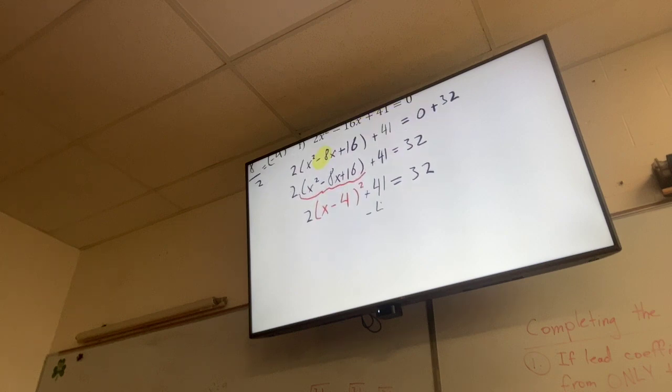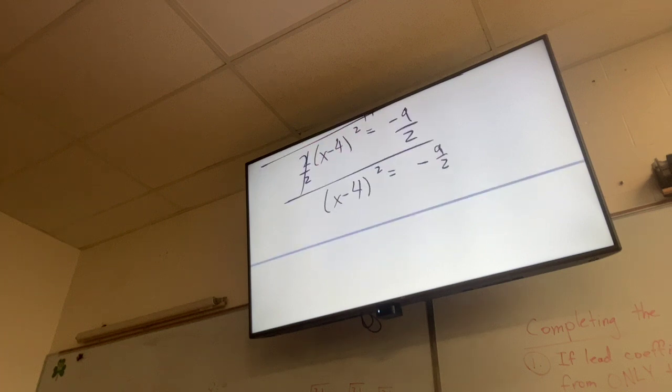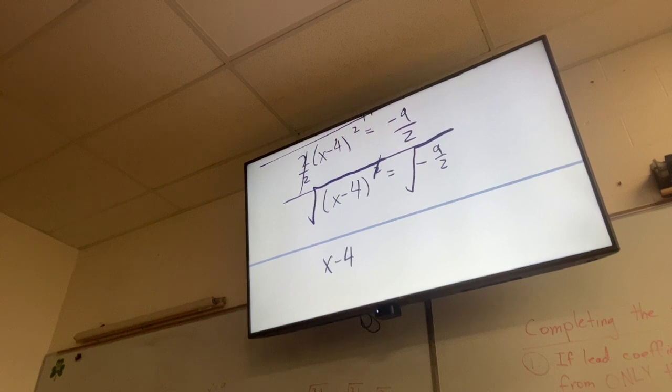All right, so I'm going to subtract 41. I'm trying to get the red stuff by itself first. What was that, negative 9? Okay. Then I'm going to divide by 2. Got to get rid of that 2. All right. So I have x minus 4 quantity squared equals negative 9 halves. Take the square root of both sides. So I have x minus 4 equals plus or minus 3i over root 2. Okay.